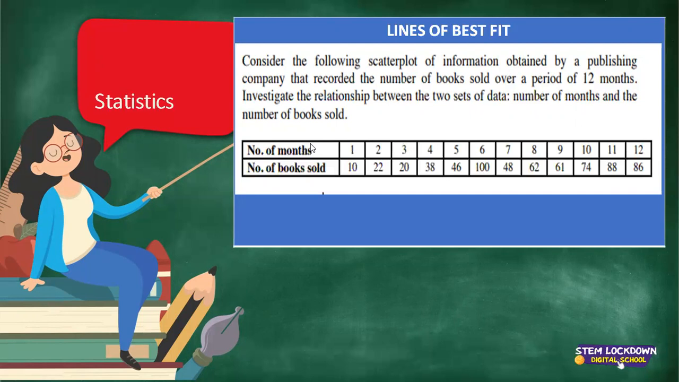So it makes sense to say that the number of books depends on the month. The number of books is the dependent variable because it depends on the month. The number of books will go to the y-axis, and the number of months will be the independent variable, plotted on the x-axis. I hope that is understood.